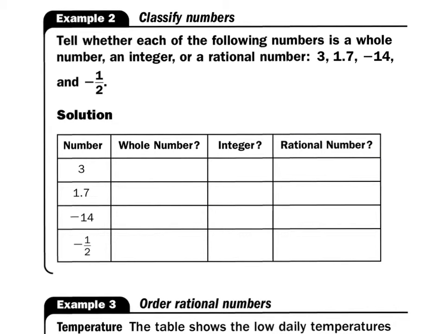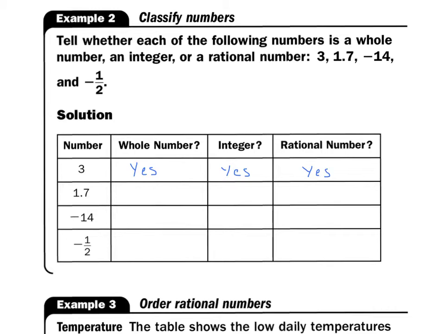In example 2, we're going to be classifying numbers as whole numbers, integers, or rational numbers in this section. Okay, the number 3, yes, it is a whole number. If a number is a whole number, yes, it is also an integer, and it is rational. If you answer yes to a whole number, you're going to answer yes to all three.